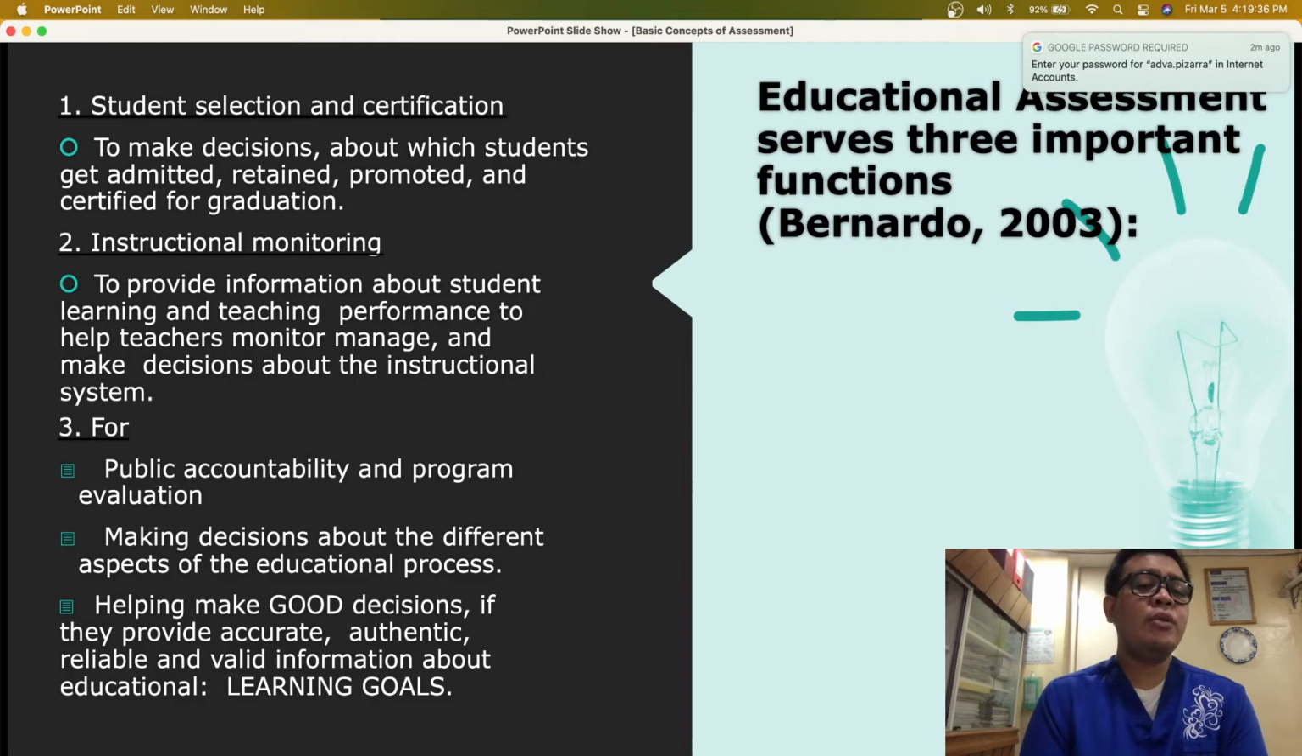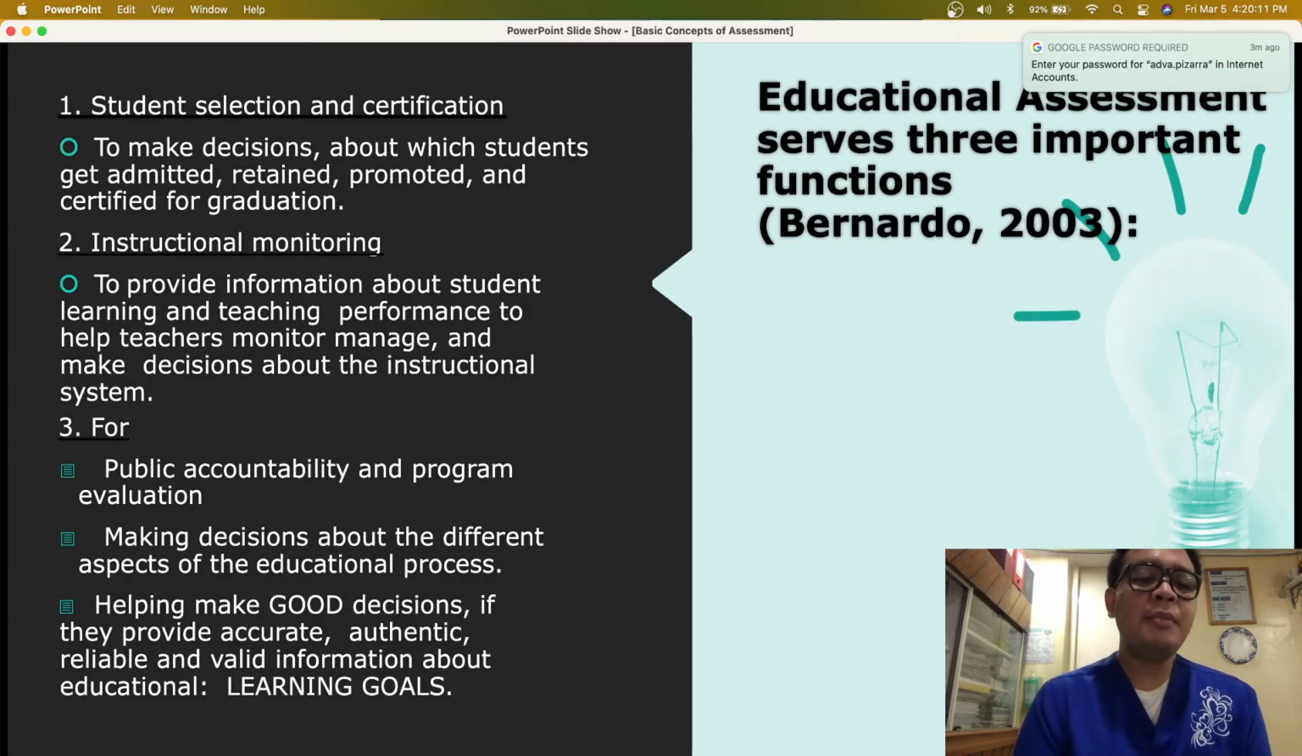Next is instructional monitoring. This provides information about student learning and teaching performance to help teachers monitor, manage, and make decisions about the instructional system. So it's very important that instructional monitoring is being applied because everything should be anchored on what is given by DepEd. And if we're going to look at the local context here in the Philippine setting, we have to make sure that our curriculum as well as the way of teaching should be anchored as to how the vision as well as the mission of DepEd should be aligned.